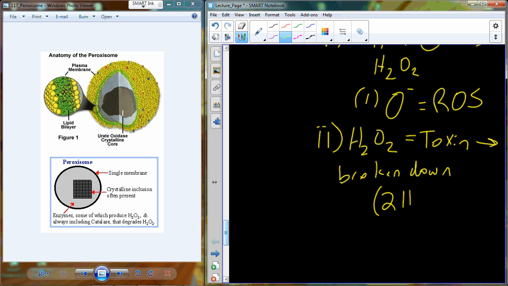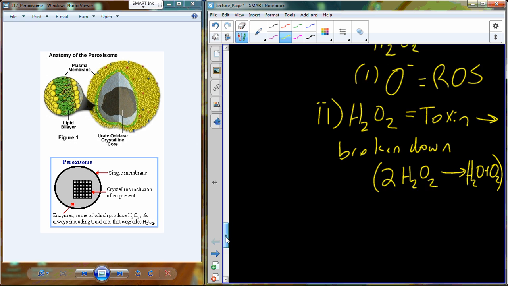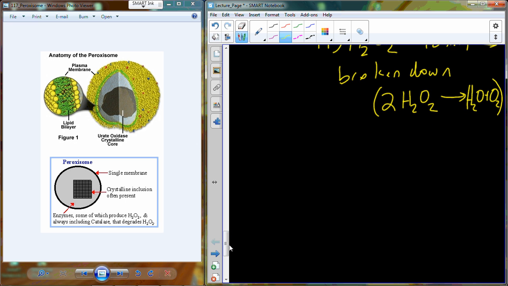And if we use two hydrogen peroxide molecules, we can convert those two hydrogen peroxide molecules in the presence of an enzyme like catalase into water and a fully formed oxygen molecule. It's no longer a reactive oxygen species. And it helps to protect the rest of the cell from those reactive oxygen species. It gives us the ability to handle the production of those reactive oxygen species.